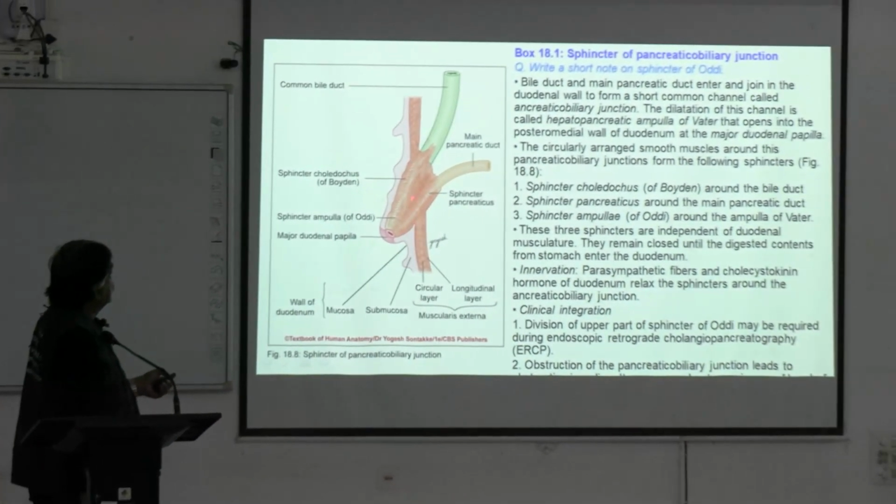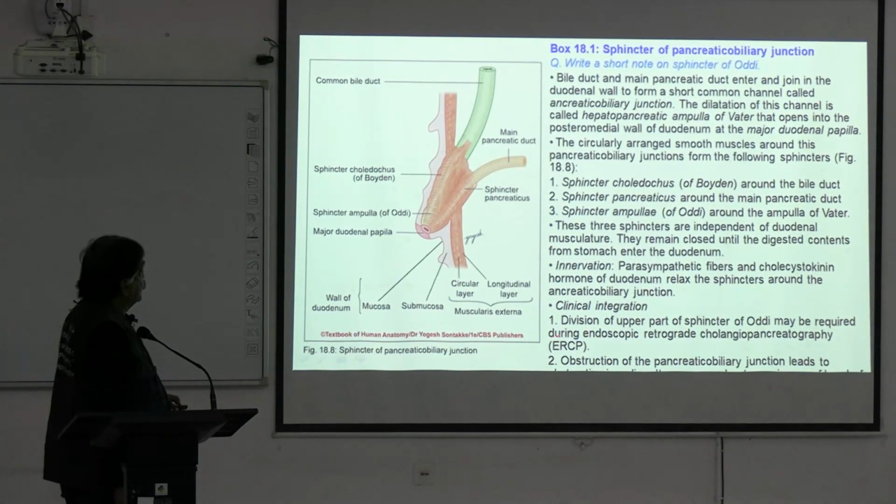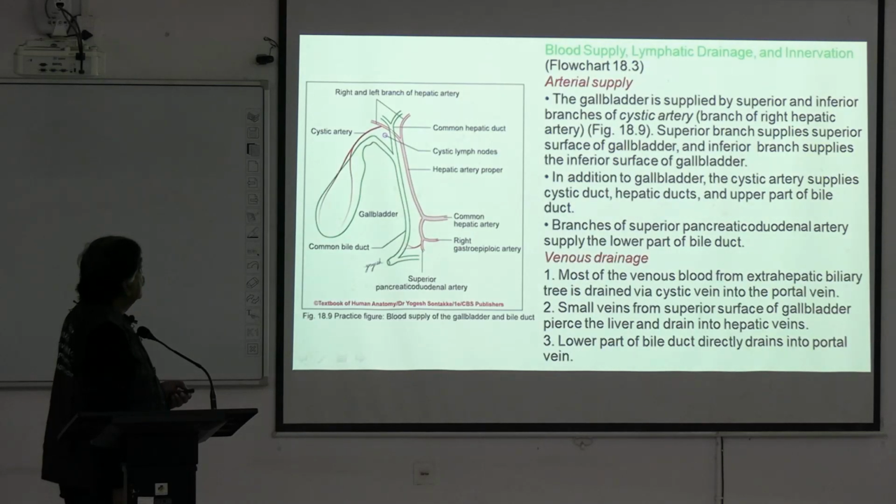They inject the duct. If there is blockage or some growth, or when the patient presents with jaundice and USG gives no image of gallstones, then you have to think in terms that the sphincters might be affected, or there can be a small growth or tumor in this region. So accordingly, you have to do the ERCP. Obstruction of the pancreatobiliary junction leads to jaundice. Next.